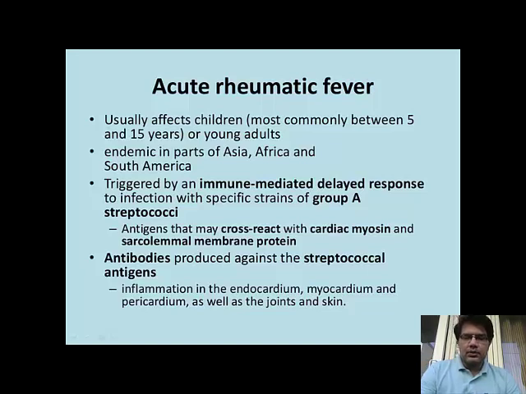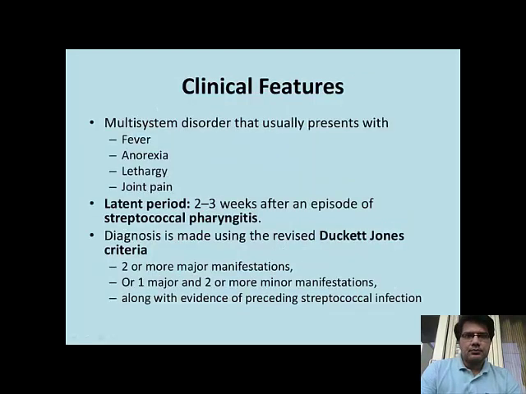It is important to remember which organs are affected: skin, heart, and joints. So it's a multi-system disorder that usually presents with fever, anorexia, lethargy, and joint pain. The latent period is 2 to 3 weeks after an episode of streptococcal pharyngitis. That is, you will have a sore throat, followed 2-3 weeks later by fever or arthralgia.